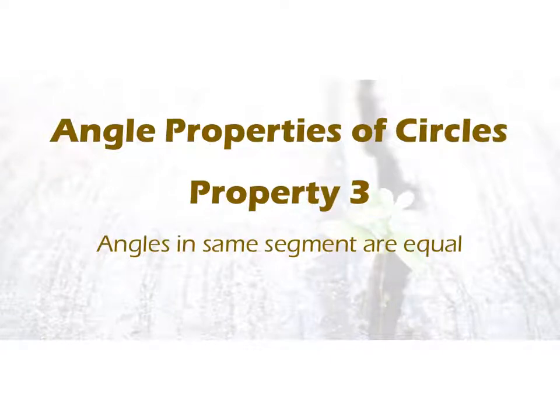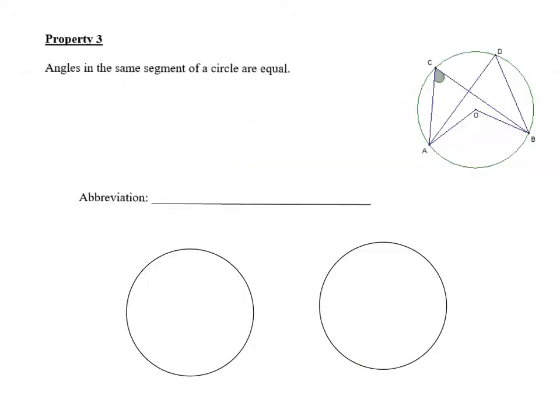Angle properties of circles. Property 3. Angles in the same segment are equal. Property number 3: angles in the same segment of a circle are equal. Let's take a look at the following circle over here.